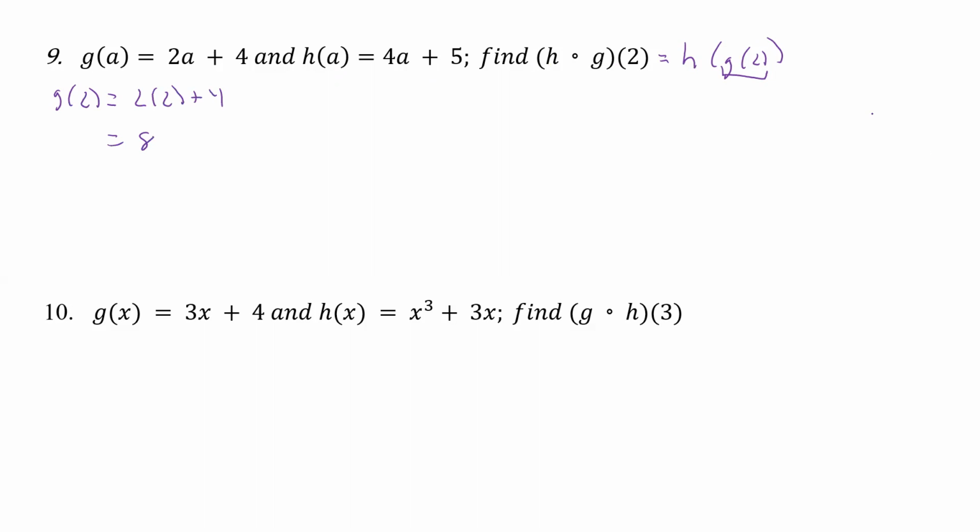So now what do we do? Well, now we plug that into here because we want to have h of g of 2. And so we're plugging g of 2, which we said was 8, into the h. So we have 4 times 8 plus 5. So it's 32 plus 5, and that's 37. Okay. So again, because they gave us a number, we actually plugged it in and we got a value out there as far as what it was equal to.